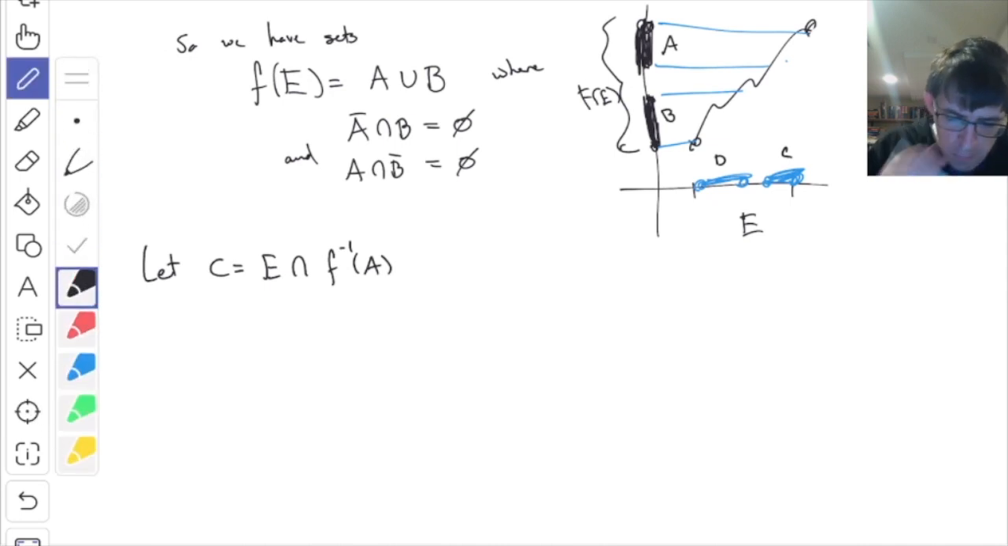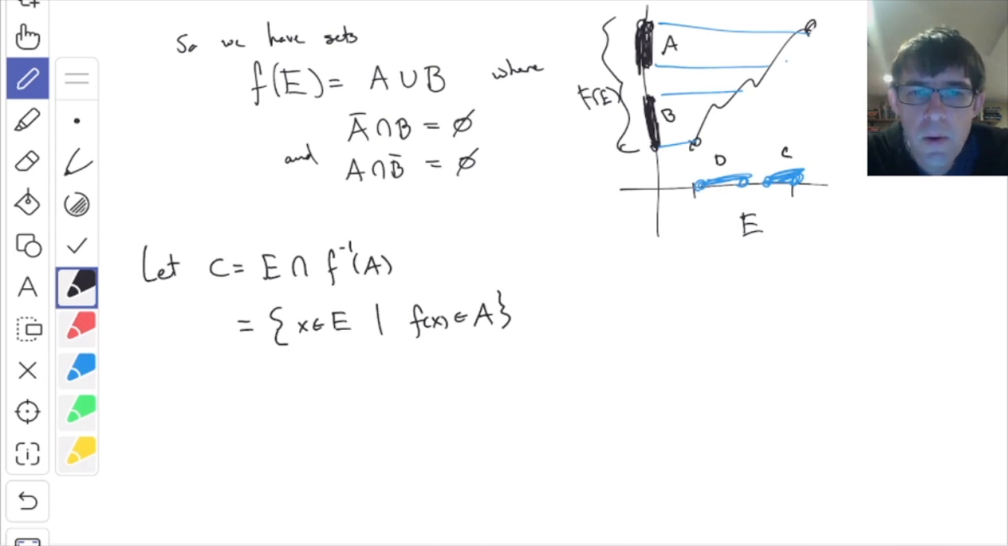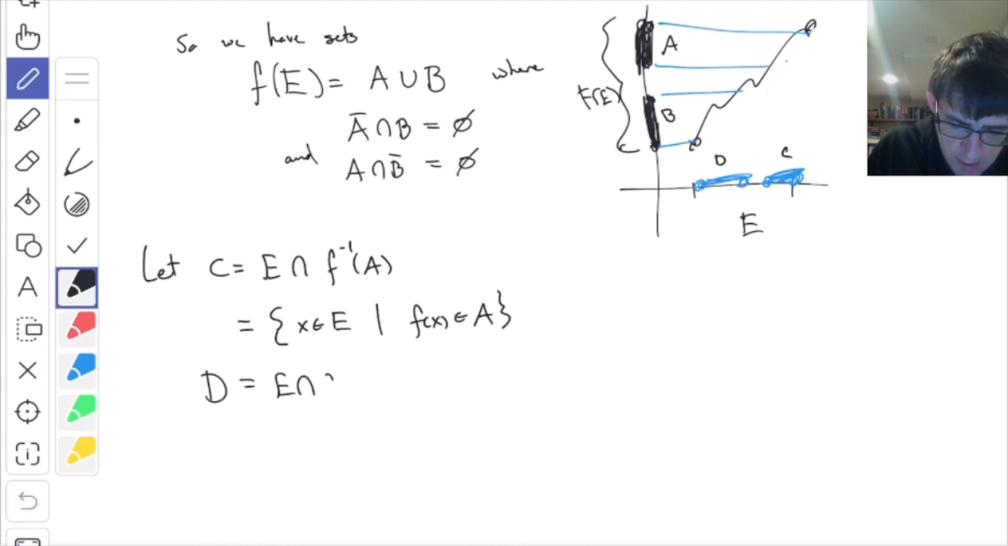So what is this? Just to write in more detail what that is, it's all the points x which are in E such that f of x is in A, right? That's what I'm talking about here. All the points in E so that when you apply the function to them, you end up in A. And then D is the same, but with a B in place of A. So D is going to be E intersect f inverse of B, which is all x in E such that f of x is in B, right?